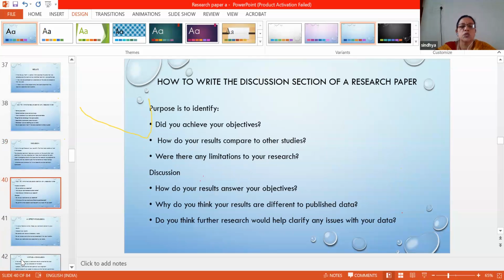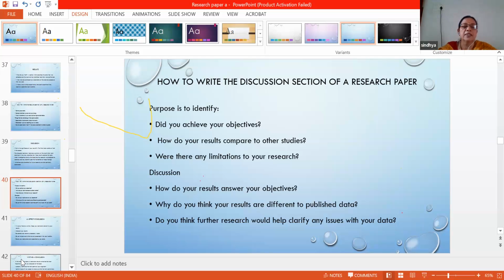So the purpose is to identify whether you achieved your objective. You selected certain objectives in the beginning while writing the paper, and whether they are achieved or not. And how do your results compare to other studies, whether the results are in agreement with the previous studies or in contradiction to the previous studies. That must be explained in the discussion section. Then whether there are any limitations. So this is the purpose of discussing the result in your research paper.